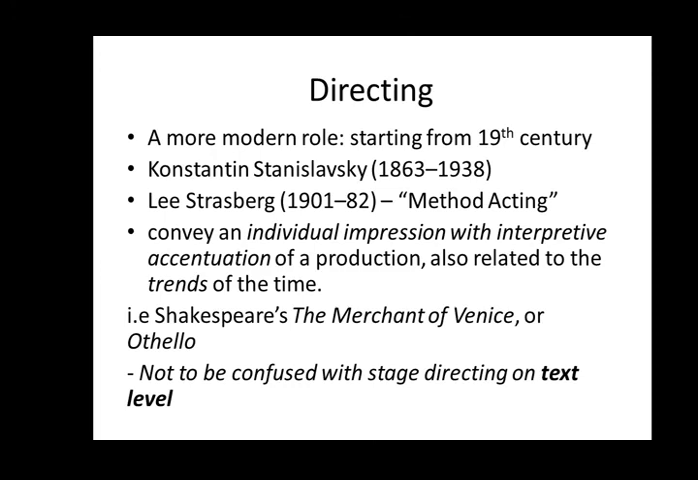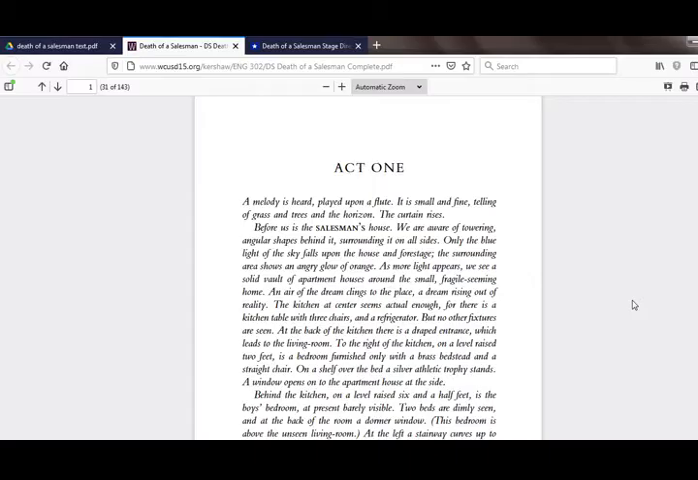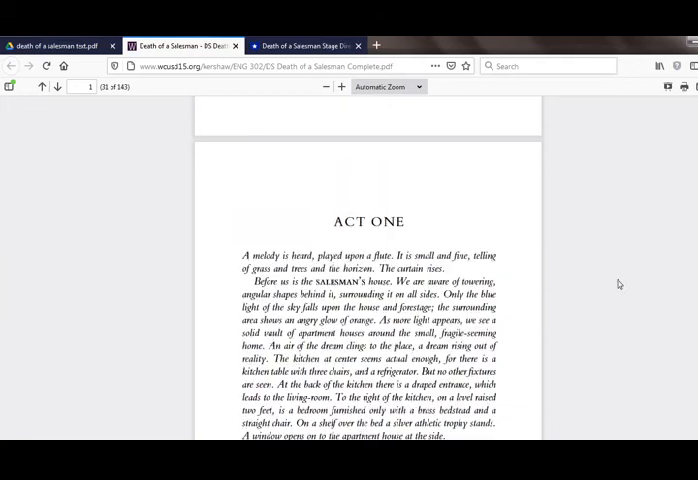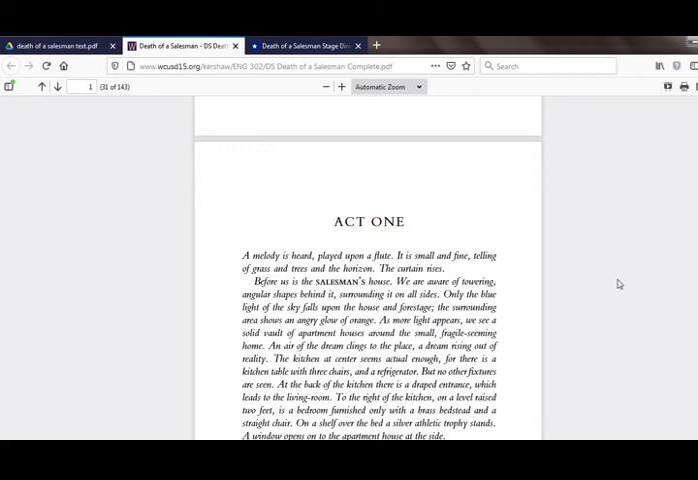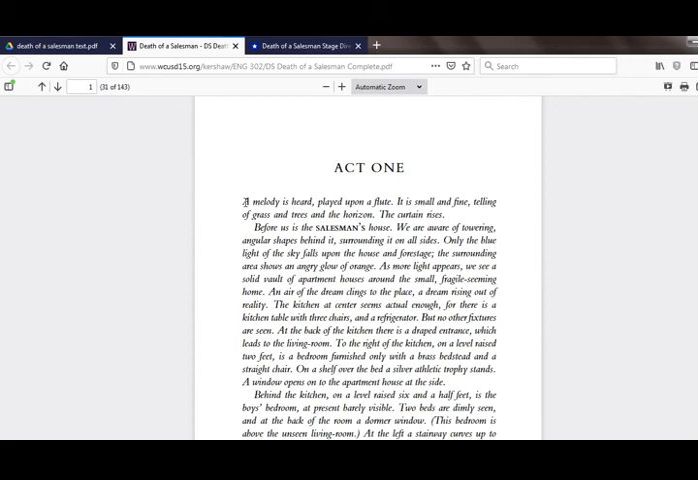So the directing level here is not to be confused with stage direction on the text level. So in the text you might find, this is an example of a stage direction. In this case, the play at hand is Death of a Salesman by Arthur Miller. So you see in Act 1, a melody is heard, played upon the flute. It is small and fine, telling of grass and trees and horizon. The curtain rises. Before us is the salesman's house. We are aware of the towering, angular shapes behind it, surrounding it on all sides.